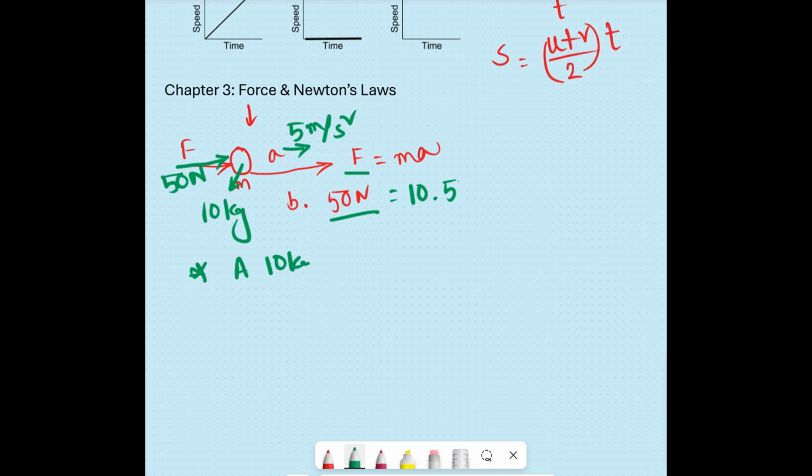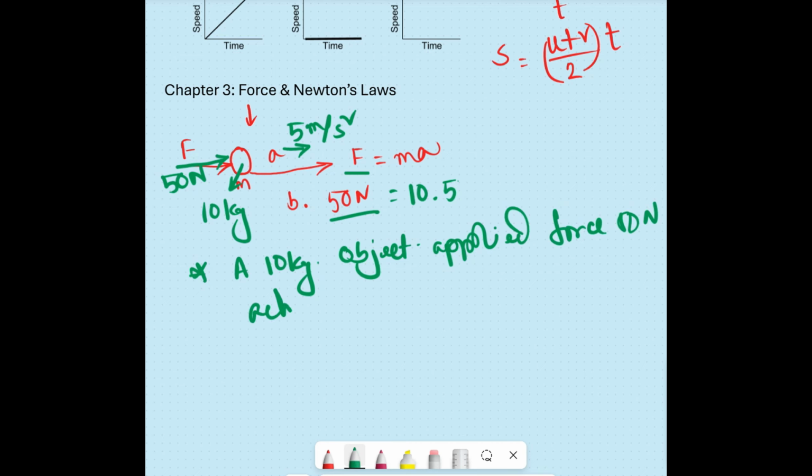a 10 kgs object applied force of 50 Newton achieved 5 meter per second square. Or maybe we could write down 2 times 25. So 2 is the mass and 25 is the acceleration. It depends how you're going to explain.